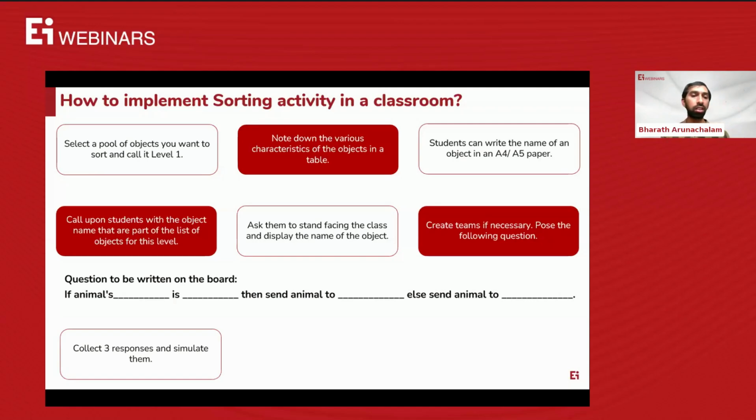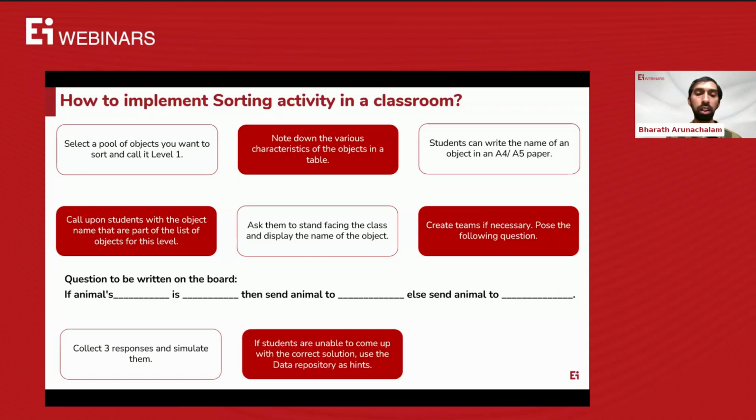So you collect 3 or more responses, and then we start simulating these answers in front of the classroom, right? And once we simulate it, if the student again is unable to come up with the correct solution, then that is when we show them the table as a hint. Now, after the table is shown, the student will be able to understand those patterns.